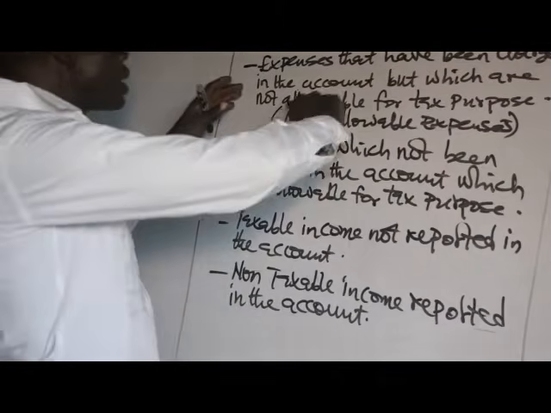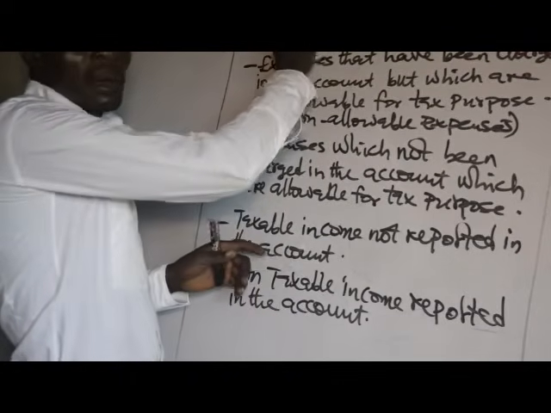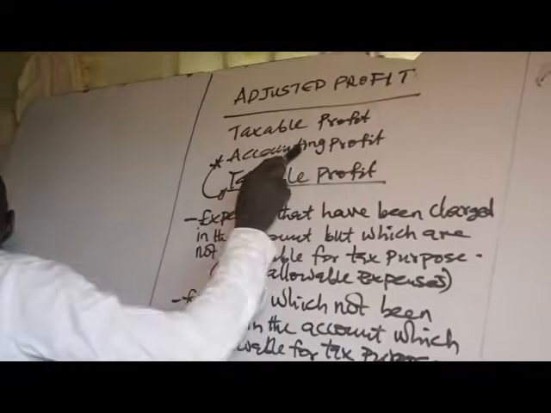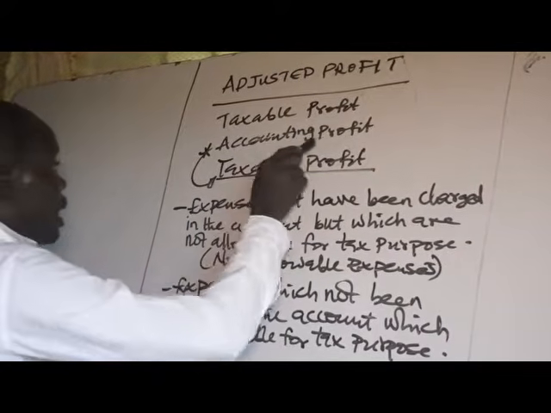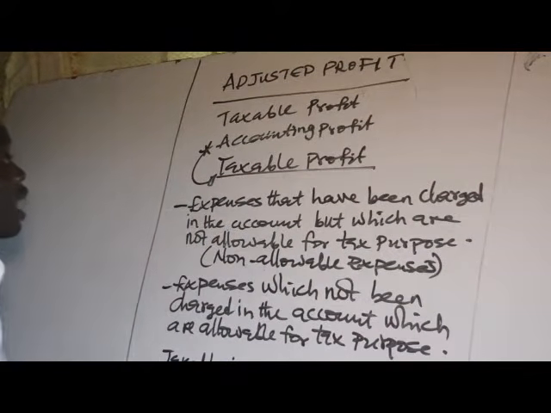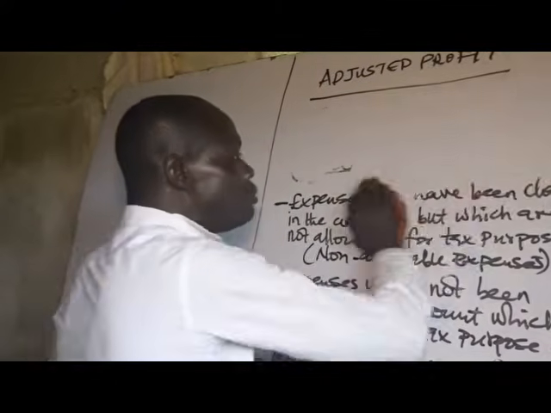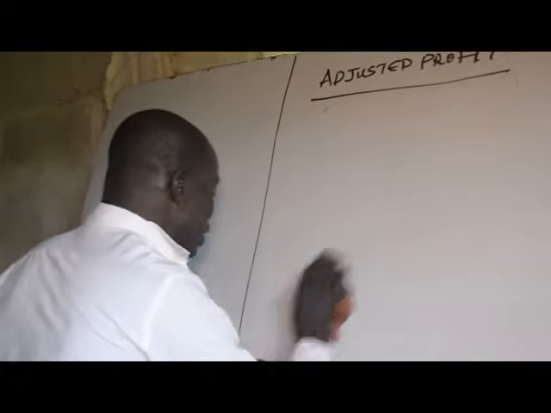So all these items will require adjustment in the accounting profit to get the taxable profit. To get your taxable profit, you will need to adjust all these items in your accounting profit. Now, back to adjusted profit.